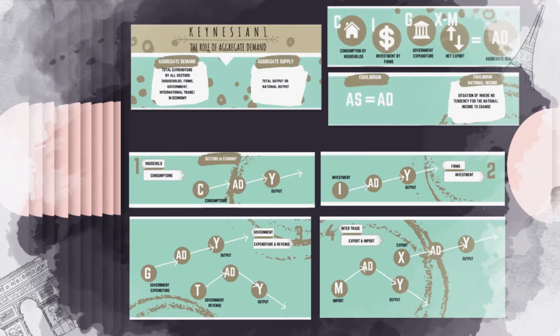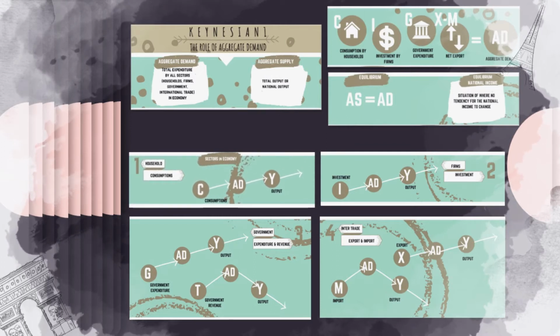Components of aggregate demand are C, consumption by household, I, investment by firm, G, government expenditure, X minus M, which is export minus import, equal to net export. Economy is said to be at its equilibrium level of income when aggregate supply and aggregate demand are equal. In other words, it is when GDP is equal to total expenditure.